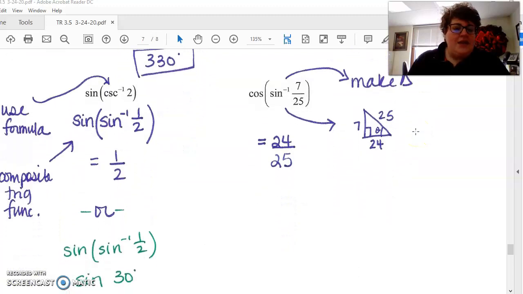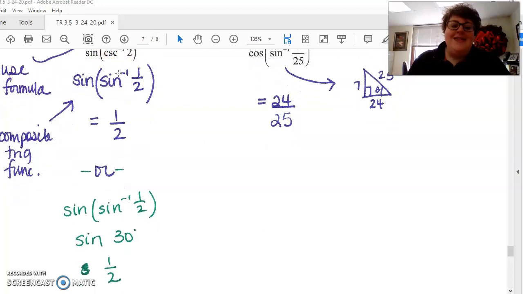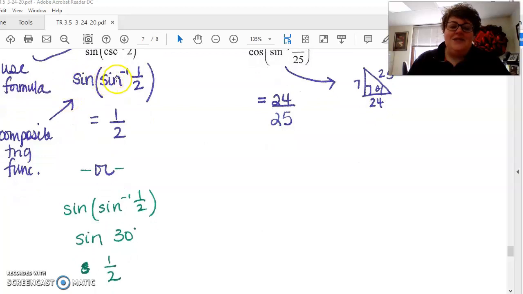Okay, this bottom one, the sine of the inverse cosecant of 2, remember this is where you're going to use your formula for the inverse cosecant. And then this sine of the inverse sine of 1/2 is your composite function. If you go back and look at it. Now, if you don't see that it's a composite function, you can work the below part in green, and that is just showing you that the sine of the inverse sine of 1/2 is 30, and then the sine of the 30 is 1/2, so you can still do it that way.